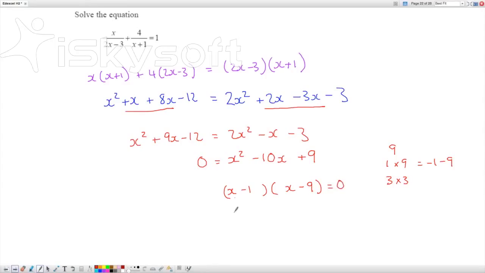That equals 0. Make each bracket equal to 0. If we've got something times 0, one of the brackets has got to be equal to 0. So x minus 1 equals 0, x equals 1. x minus 9 equals 0, x equals 9. So our two solutions here for x are x equals 1 and x equals 9.